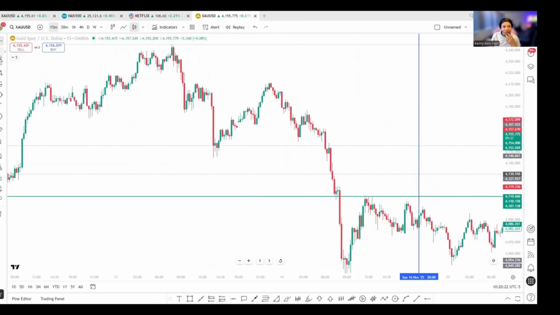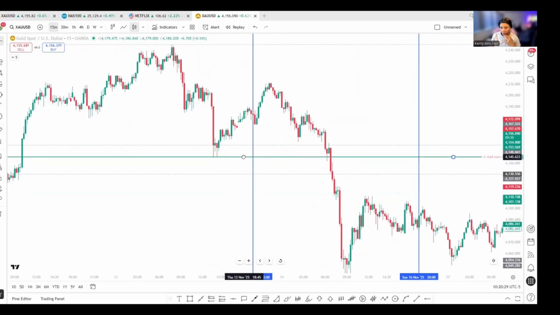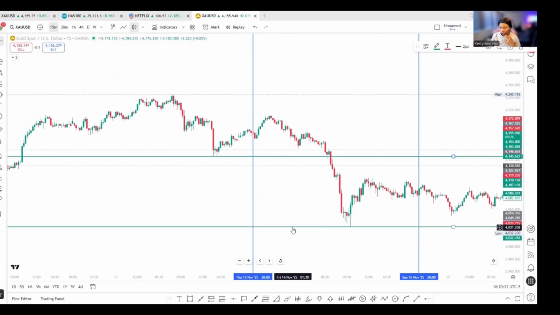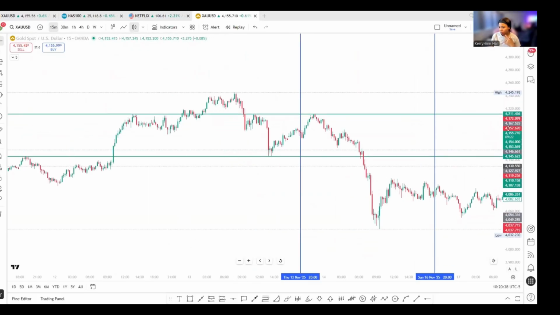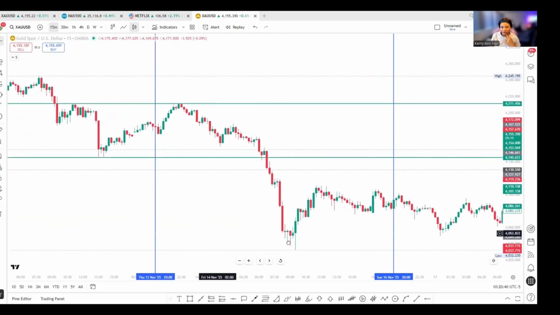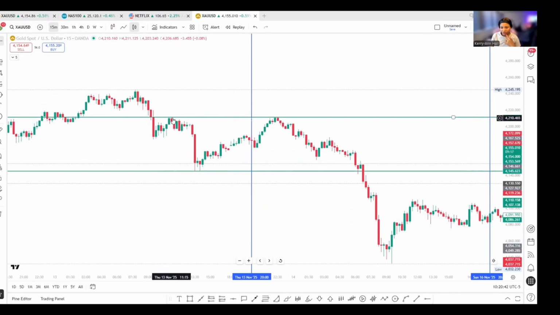This is another day, 8 p.m. right here. And we've got our low right here. And we've got our recent high right here. Now, I want you to pay attention to this. Right where this high is, we did not break above it. We created an equal high. Now that is fine. It will show you as well that it's creating it.